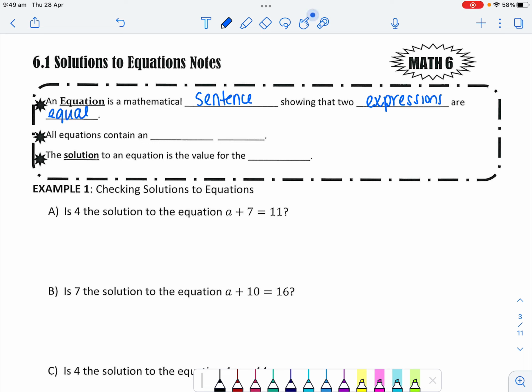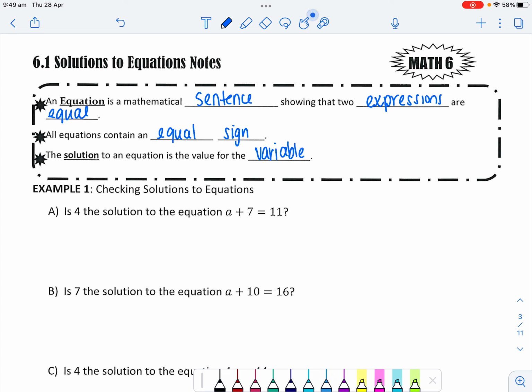And there is a big difference between an expression and an equation. Expressions cannot be solved. We need to be told what the variable is. An equation, we can figure out what the variable is, so the number that goes in for that variable. So all equations contain an equal sign. And then the solution to an equation is the value for the variable. So again, the solution is found by using the other values in the problem, but the solution has nothing to do with those values. It's not one of those values.